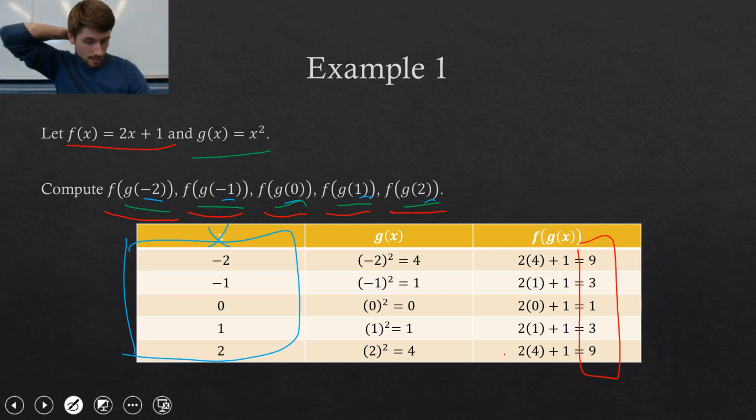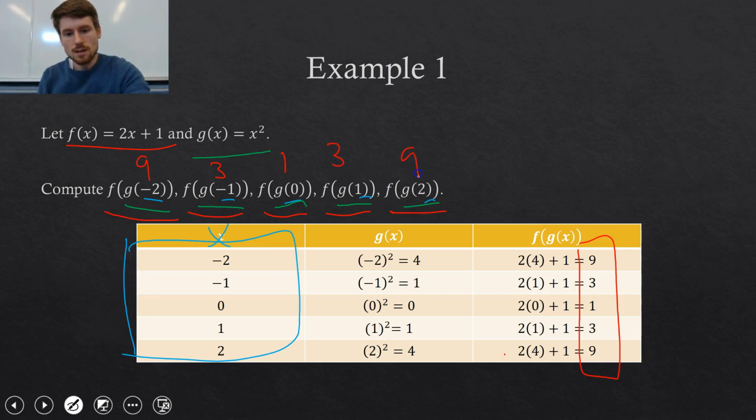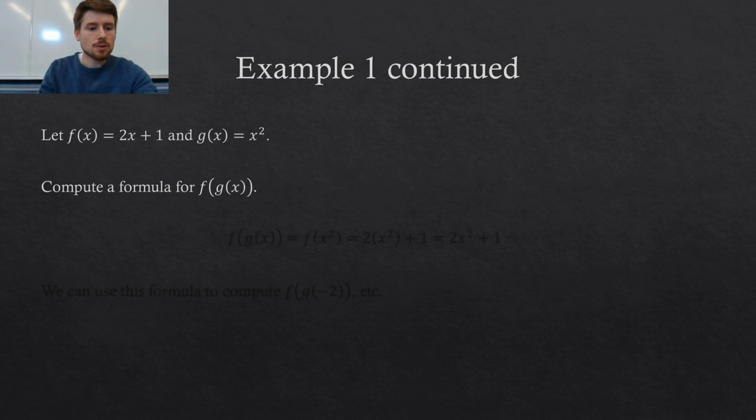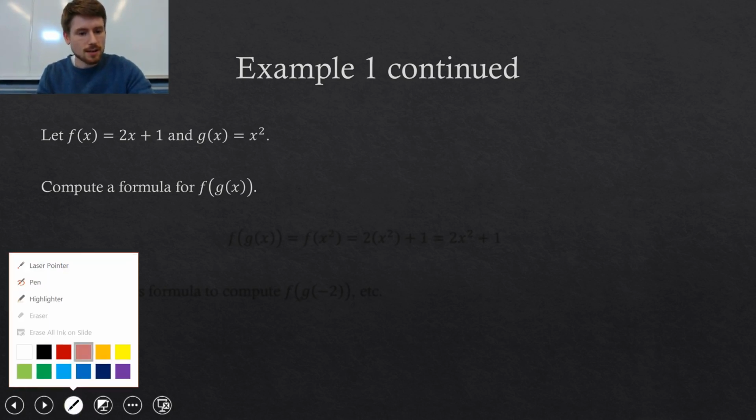So ultimately, f of g of negative 2 is equal to 9. f of g of negative 1 is 3, this one is 1, this one is 3, and this one is 9. Okay? That's it. Another way you could have solved this problem is to compute a formula for f of g of x. So what would a formula for f of g of x look like?